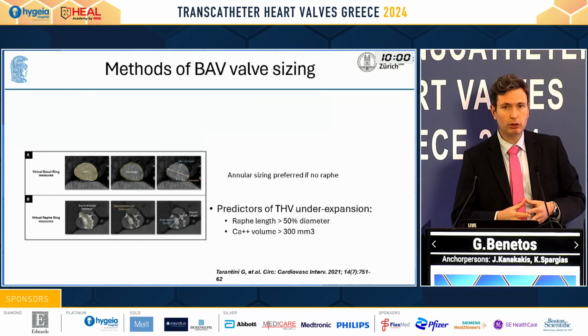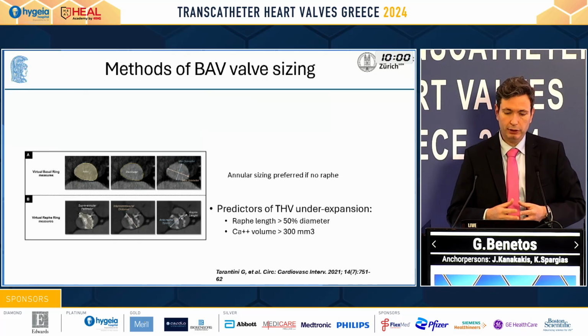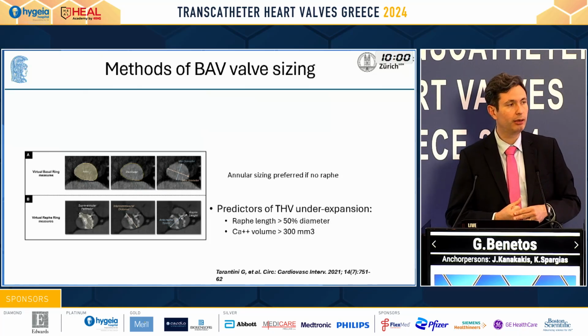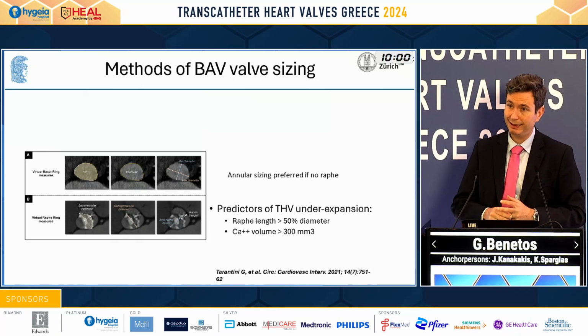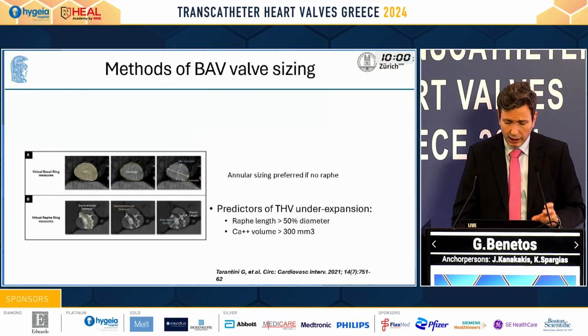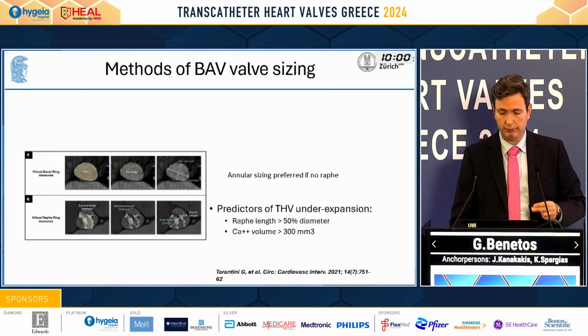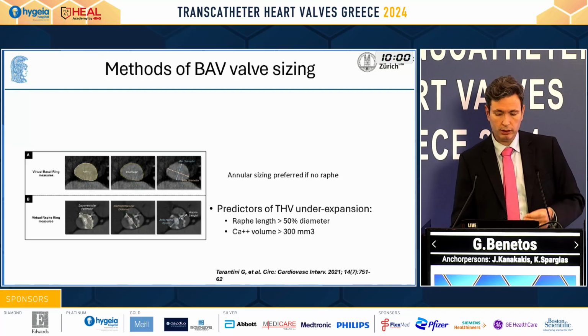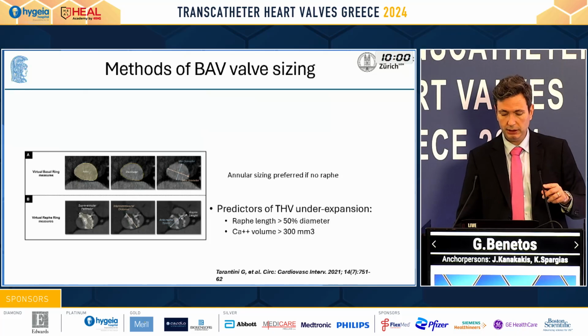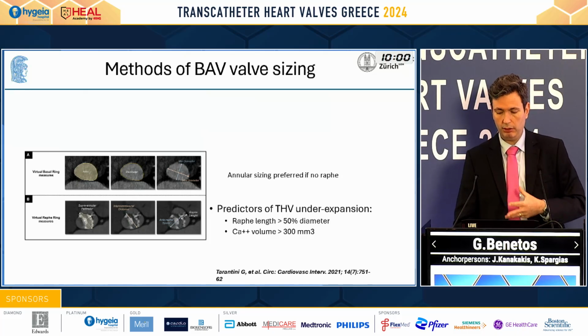It's suggested to calculate not only the virtual basal ring in bicuspid aortic valve, but also the virtual raphe ring, and also that we measure the length of the raphe. If it's more than 50% of the diameter, or the volume of the calcium is more than 300 square millimeters, then we have to expect perhaps a transcatheter under-expansion.